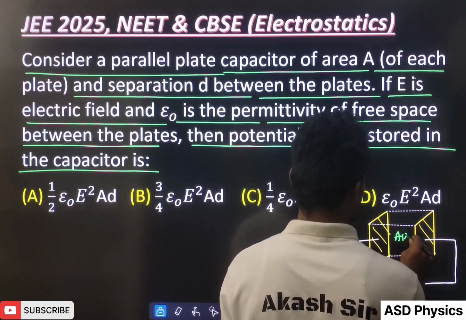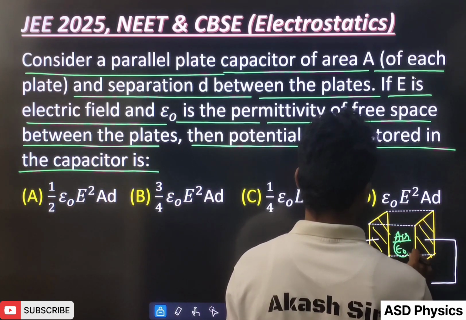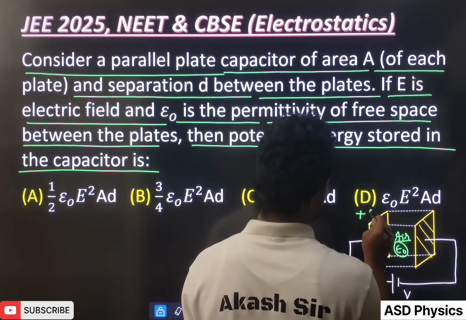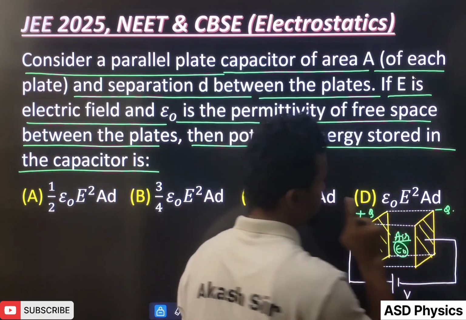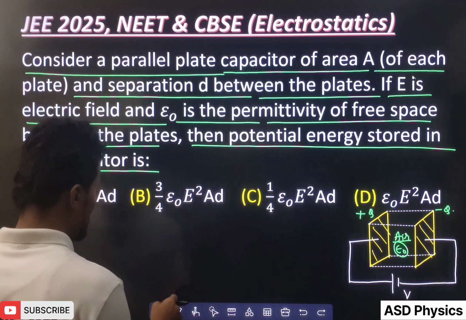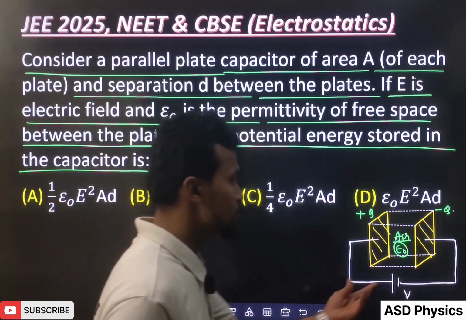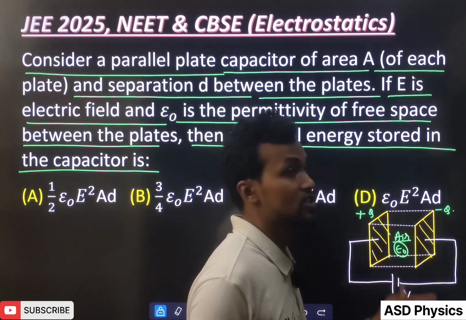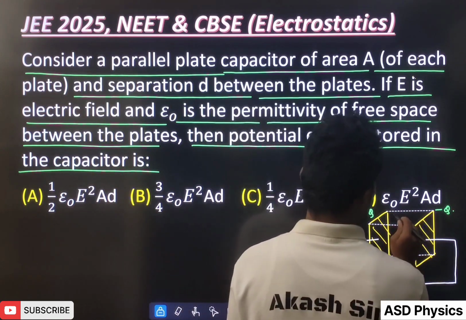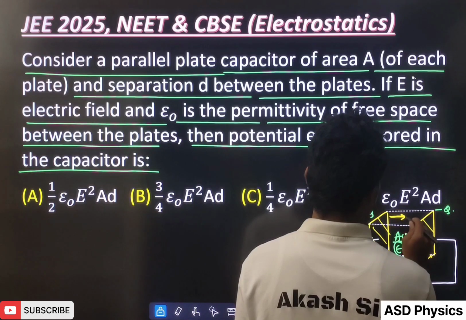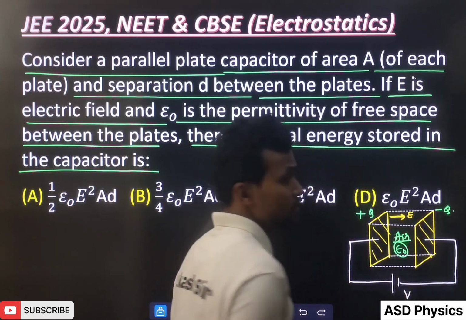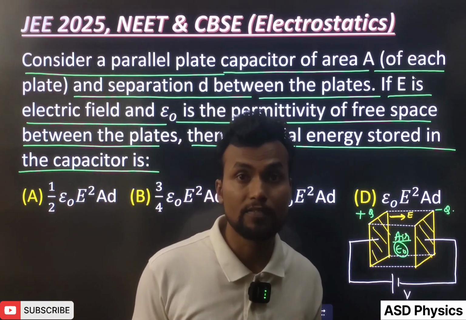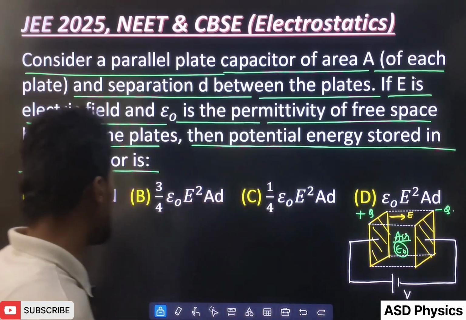Remember that between the plates, air is present, and these are the plates. Here the charge will be plus Q, and here the charge will be minus Q. Why? Because this charge will be provided by the battery. When the charge starts flowing from the battery, there is plus Q charge here and, by induction, minus Q charge here. Between the plates, one field will be existing, that is the electrostatic field.